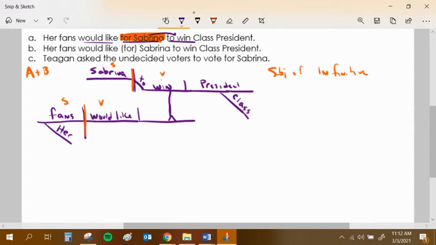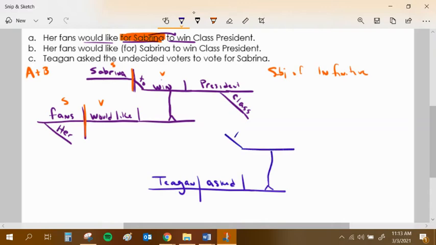This one says, Tegan asked the undecided voters to vote for Sabrina. So we're going to build our sentence down here with some room above. I'm going to say Tegan asked, and I have this infinitive, and it has to be up on a tree, in some kind of noun position. Just like this one was sitting here as a direct object, this one I think is also still a direct object. That's a really kind of wavy tree trunk, but we'll go with it anyway.